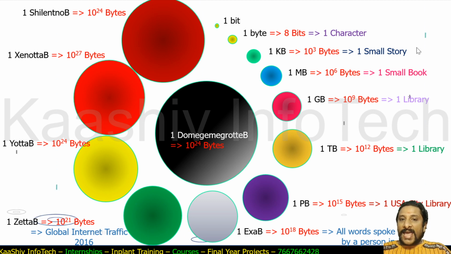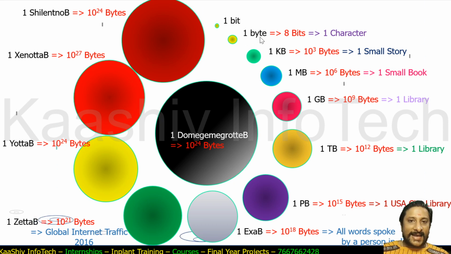If we talk about the byte, an individual character, one character is a byte. A small story is a KB, a small book is an MB, and a big library of data is 1 GB. Much bigger is 1 terabyte, and a USA-based city library is a petabyte. All words spoken by a person in a life, that is exabytes.